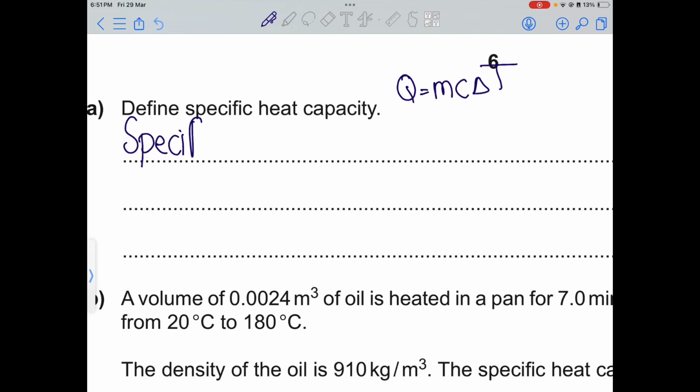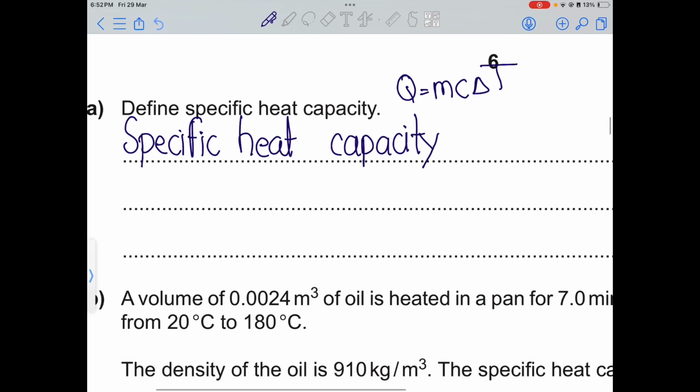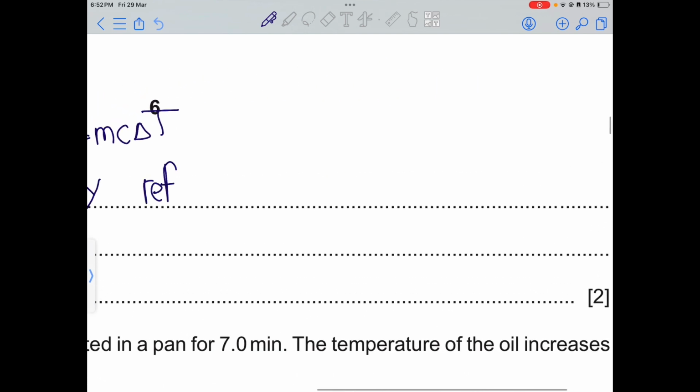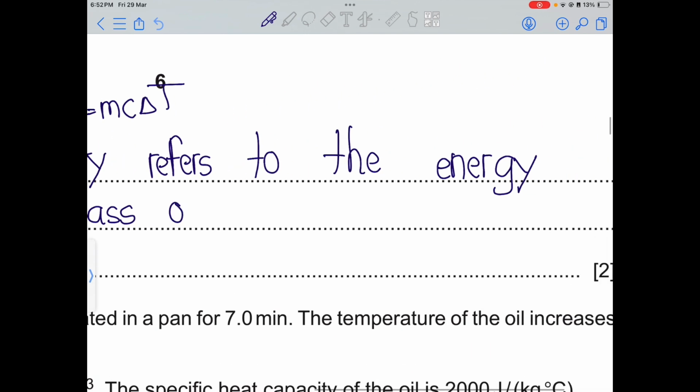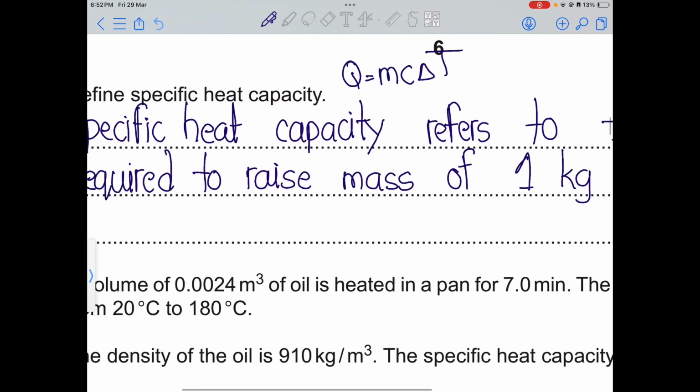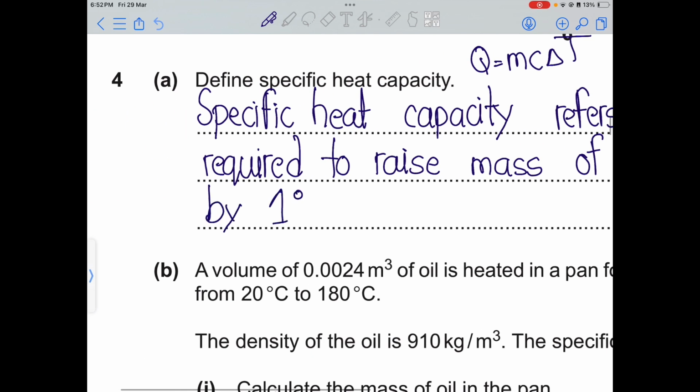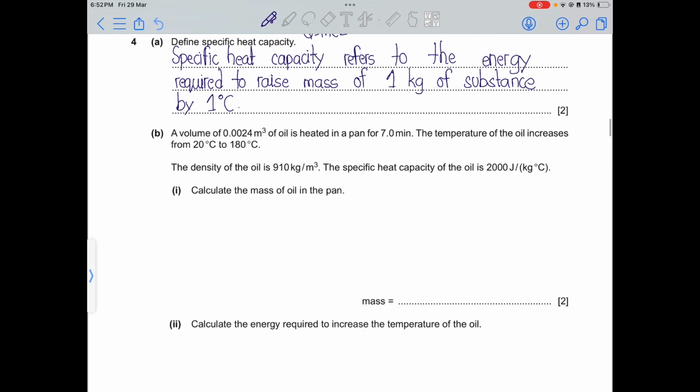Specific heat capacity refers to the energy required to raise the mass of 1 kg of substance, you can say unit mass as well, by 1 degree Celsius.